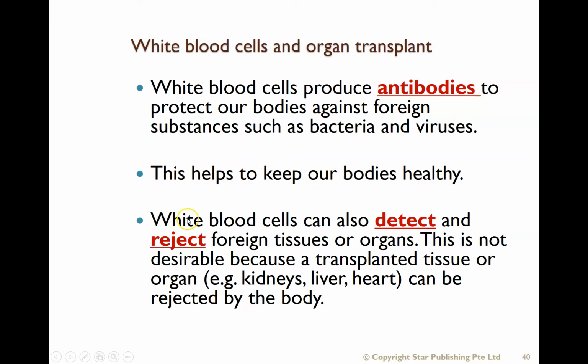Now the thing is that white blood cells can also detect and reject foreign tissues or organs. This is not good because sometimes when there is a liver transplant or a kidney transplant, the white blood cell does not know that this kidney or liver is needed by the patient. So they automatically go and attack or reject the kidney or liver.